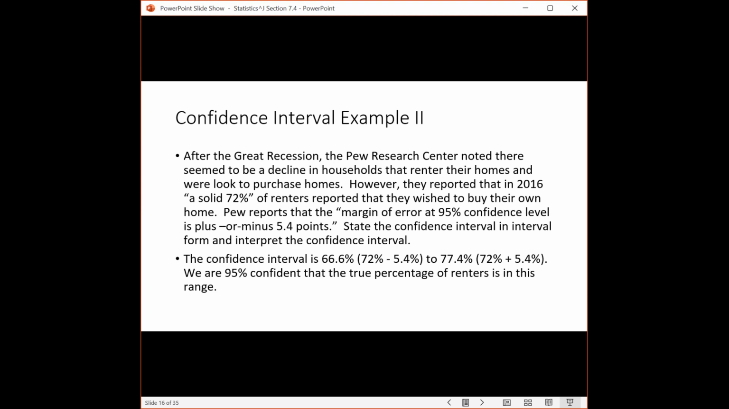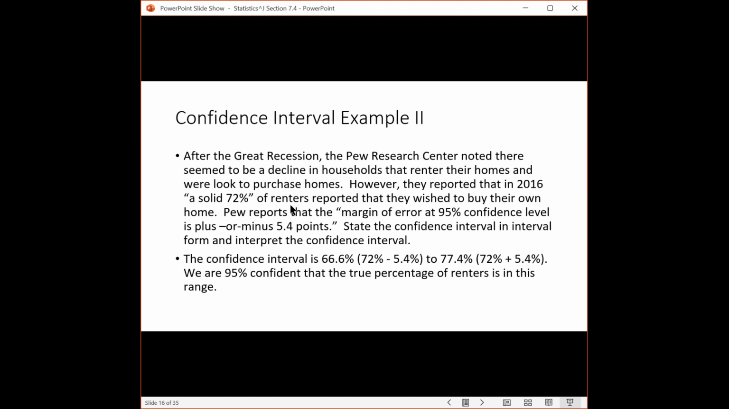So it wants us to use that information to state the confidence interval in interval form and interpret it. All right, so the confidence interval is 66.6% to 77.4%. How do you get that? That's an interval form. That is from taking the sample estimate and then adding and subtracting 5.4. So if you take 72 and subtract 5.4, you get the 66.6. If you take the 72 and you add 5.4, you get the 77.4%.